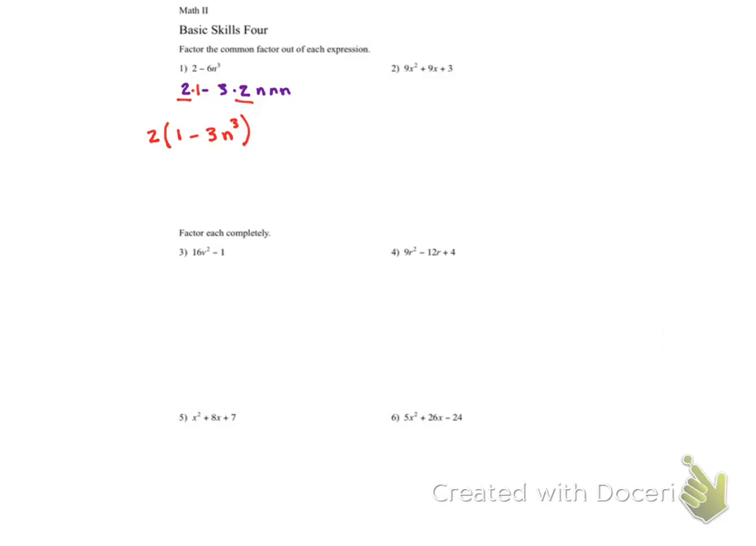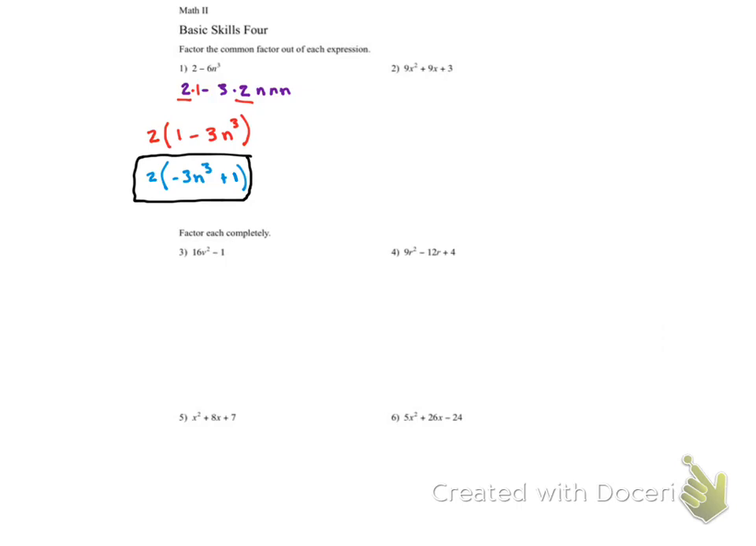Okay, and you can always check your work. 2 times 1 is 2. 2 times negative 3n cubed is negative 6n cubed. You should always end up back with what you started when you check your work. Okay. And if you want to get really technical, we should write this in standard form, which would be in this way here.